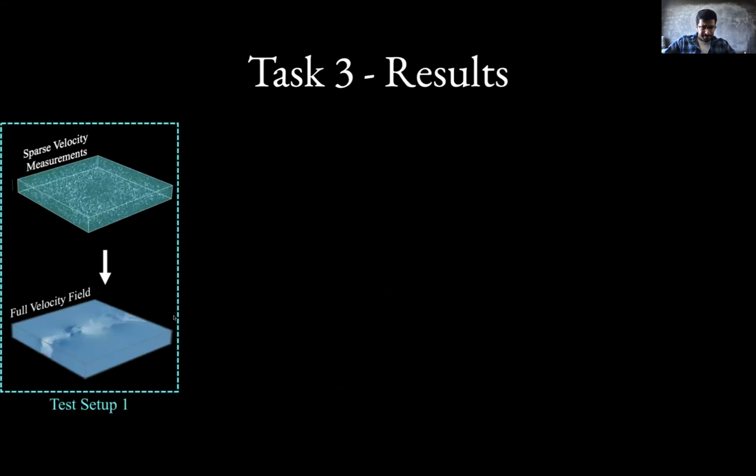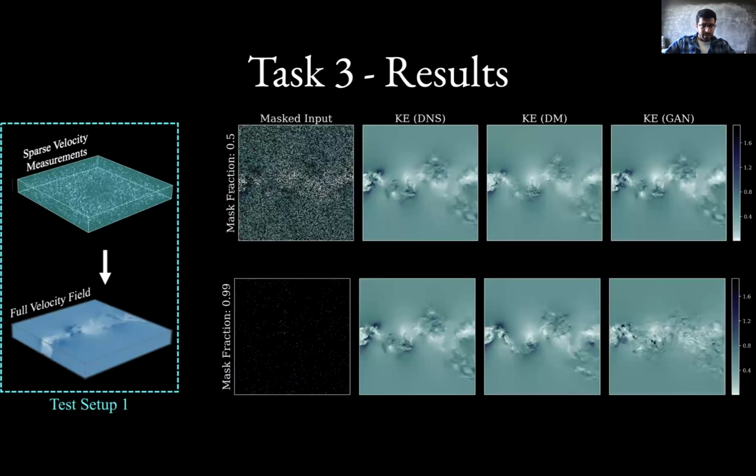So test setup 1: velocity in the entire domain, but sparse. Here are 2 key results. If you have a masking fraction of 0.5, and we try to reconstruct the flow field using the diffusion model and a GAN in this context, you see both do a good job. But when the masking fraction is drastically increased to 0.99, we see the GAN fails completely.